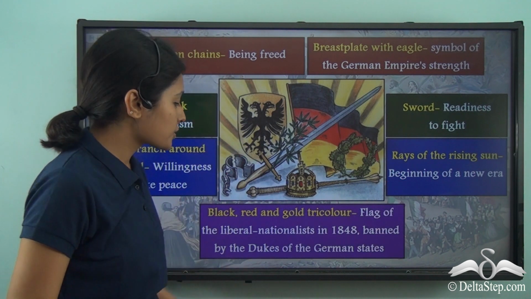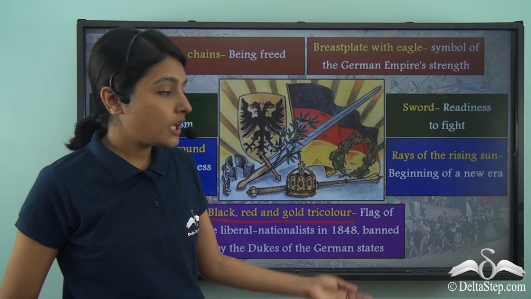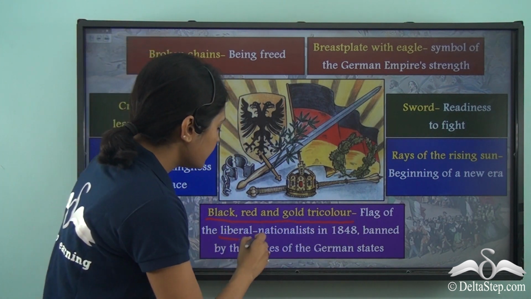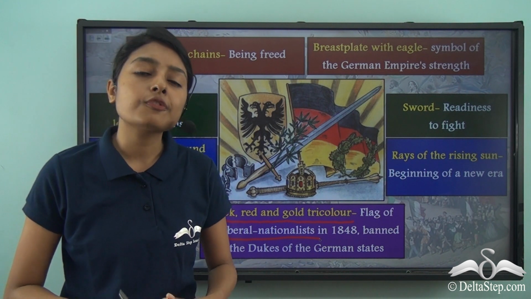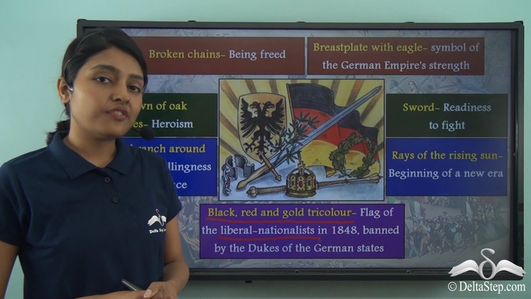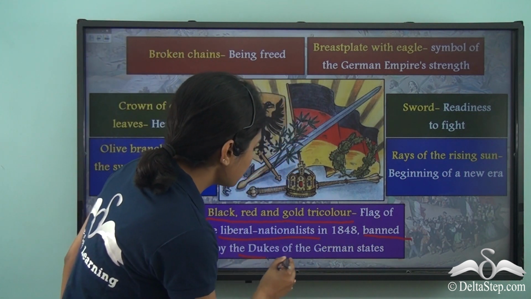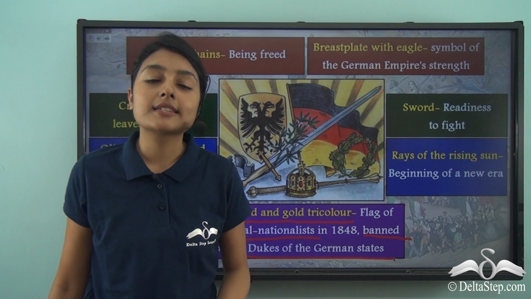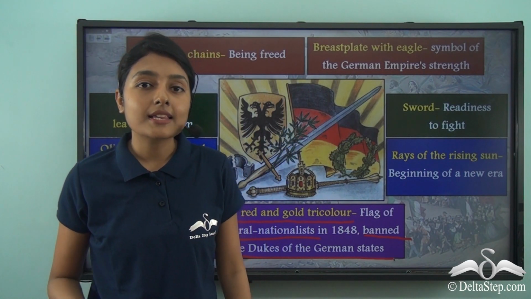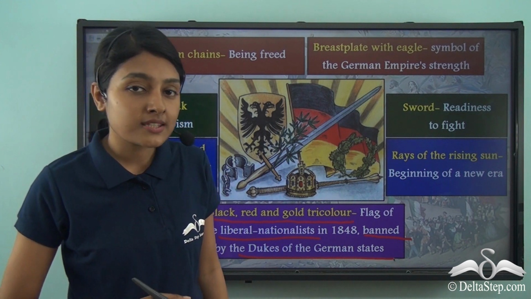Last but not the least, we have the black, red and gold tricolor. It was the flag of the liberal nationalists in 1848 who were looking forward to the German unification. But this flag was later on banned by the dukes of the German states. So here we saw a very good example of how different kinds of symbols were used to convey different kinds of messages.